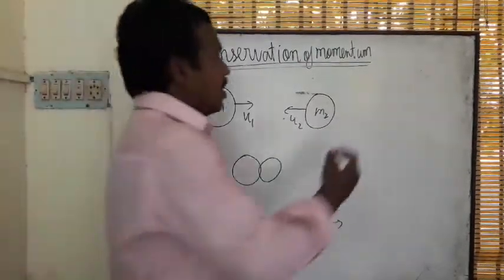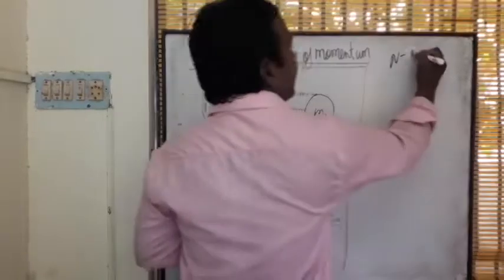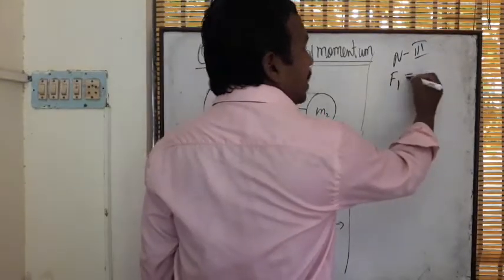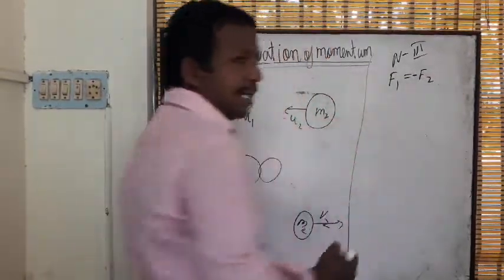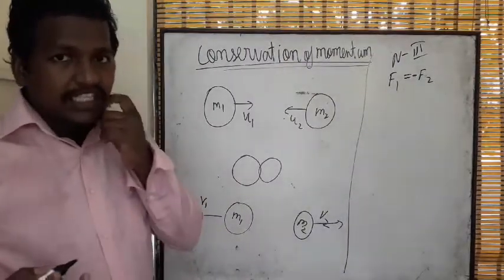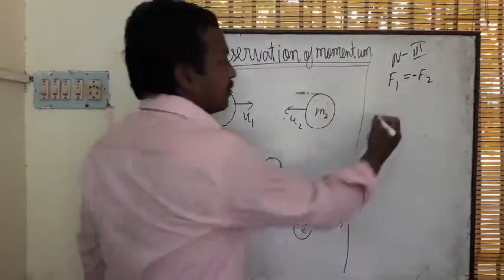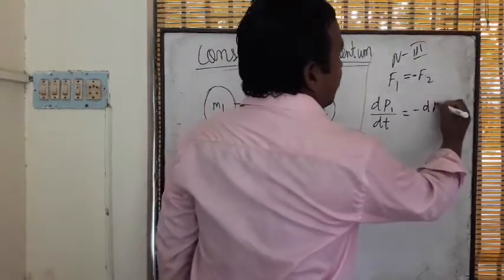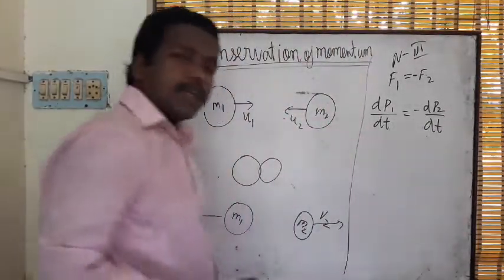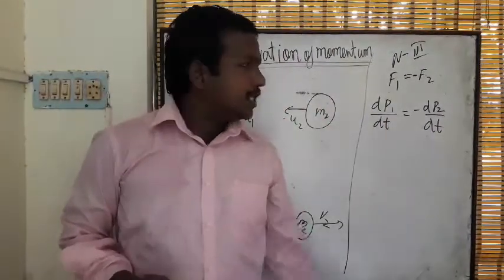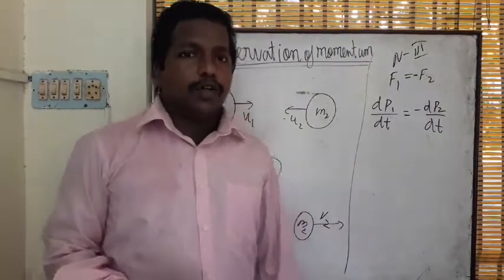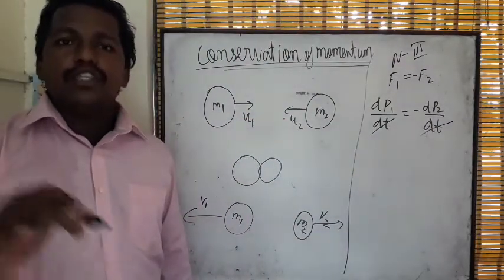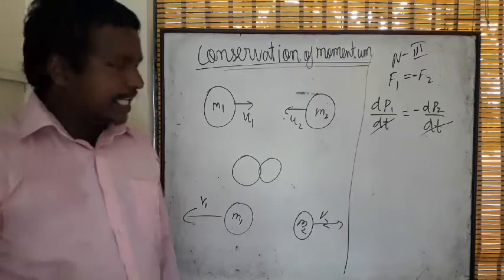We know according to Newton's third law, every action has an equal and opposite reaction. The force created in the first ball is equal to the force created in the second ball, with a negative sign representing the opposite direction. So F1, the rate of change of momentum produced in the first object, equals minus dp2 by dt. The momentum produced in the first object is equal to the momentum produced in the second object. I am going to cancel the time, because both take the same time, before collision to after collision, for this incident.